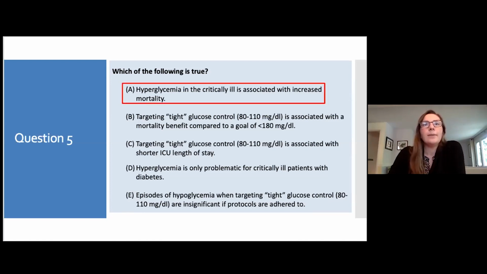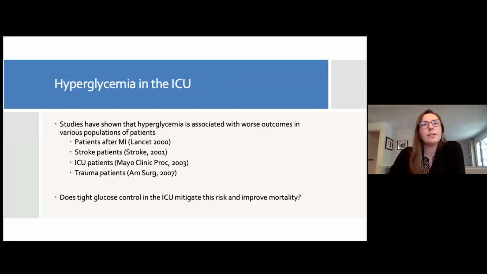The answer is A. Let's talk about hyperglycemia in the ICU. Multiple studies in the early 2000s showed that hyperglycemia is associated with worse outcomes in a variety of different populations of patients, including patients after MI, stroke patients, ICU patients, and this includes a diverse array of ICU patients, both with and without diabetes, and trauma patients.